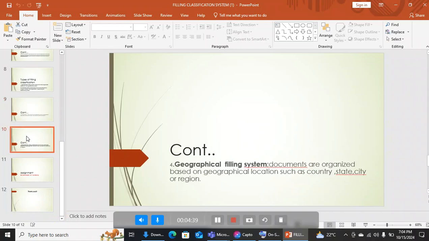The fourth one is the geographical filing system. Here documents are organized based on geographical location such as country, state, city, or region.